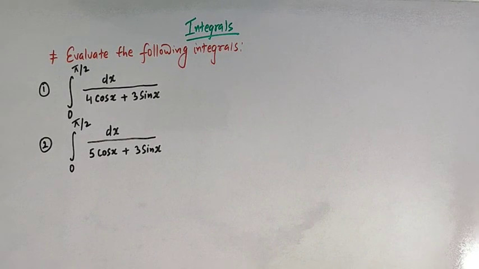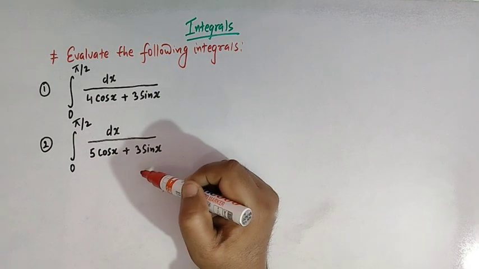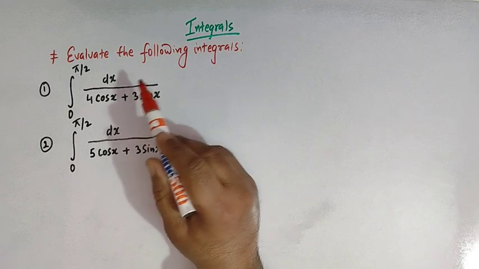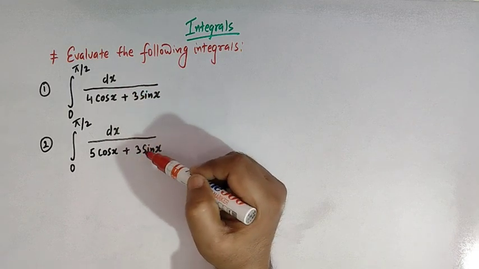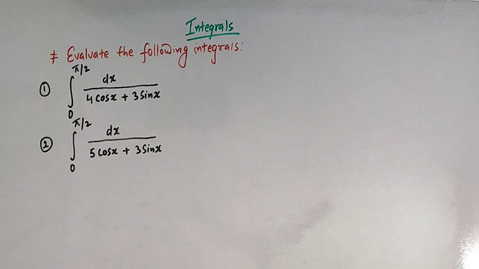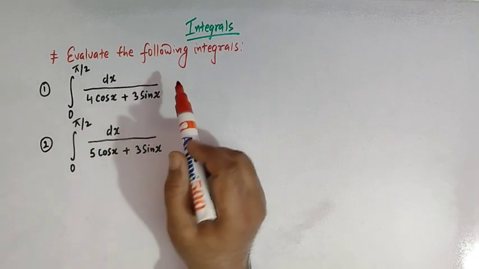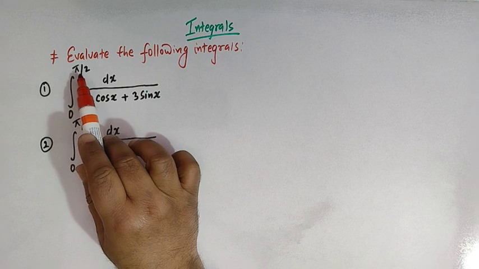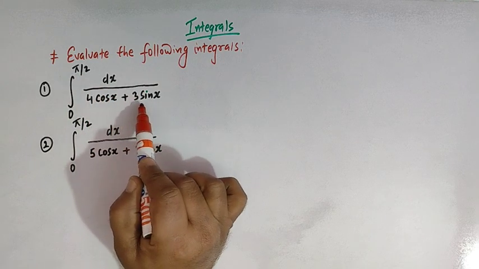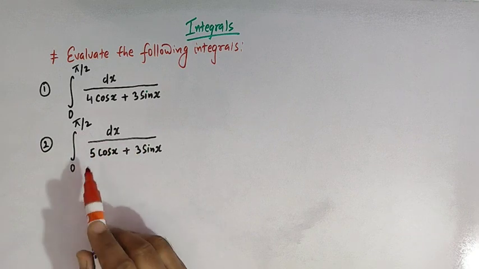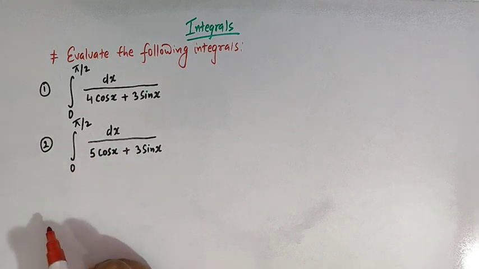Hello viewers, in today's class we are going to discuss these two important definite integrals. Here we'll write the values of these two important integrals directly with the help of a formula. So let us start. The two integrals are the integral from 0 to pi by 2 of dx over 4 cos x plus 3 sin x, and the integral from 0 to pi by 2 of dx divided by 5 cos x plus 3 sin x.